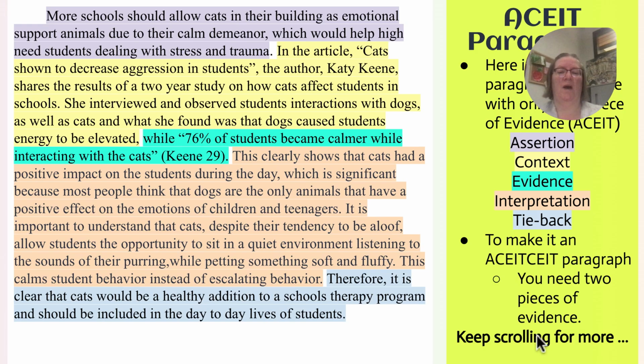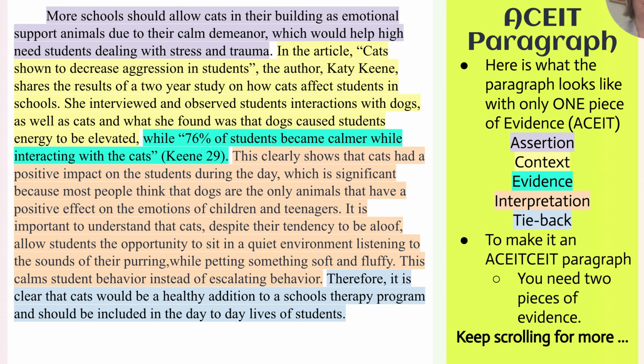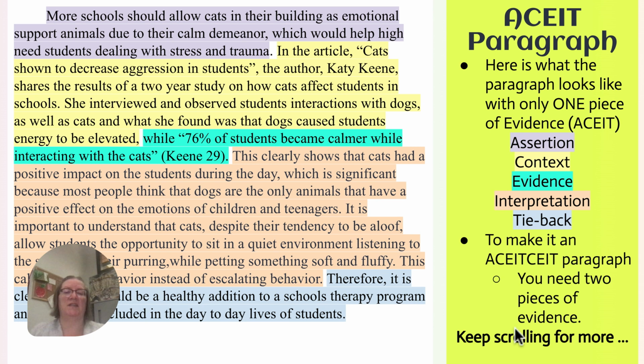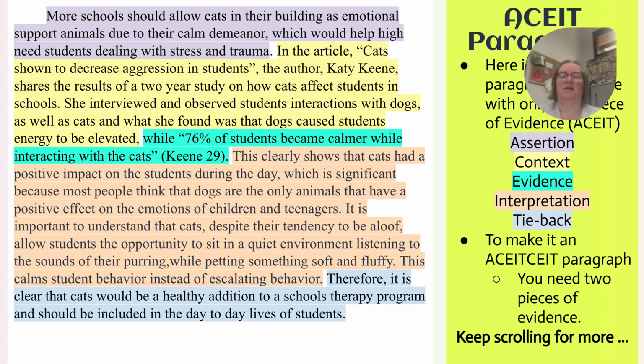And this is what it would look like. So here's what the paragraph looks like with only one piece of evidence. So you'll see in purple we have assertion, yellow we have context, the greenish we have evidence, the orange we have interpretation, and then in the blue we have the tie back. So take a look and you can see exactly how I put it together. I just used the graphic organizer to write everything out, and then I just combined it into one paragraph. And I know what you're saying right now. You're saying, wow, that's kind of long. Yes, high school body paragraphs tend to be a bit longer.